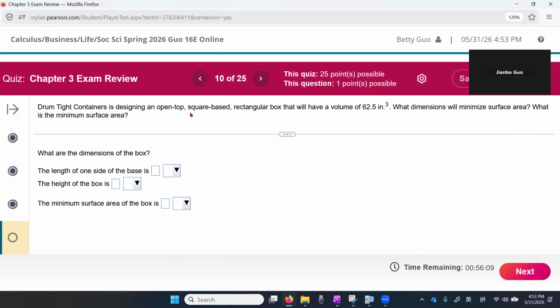Question number 10. So we have an open top, square-based rectangular box with a volume of 62.5 cubic inches. What dimensions will minimize the surface area? What's the minimum surface area? Okay, let's see. How do we process this part? We're looking for the length of the side of the base, the height of the box, and the minimum surface area of the box.